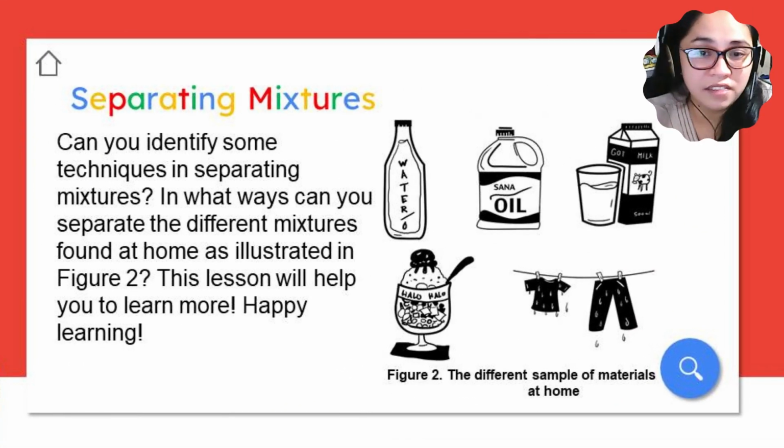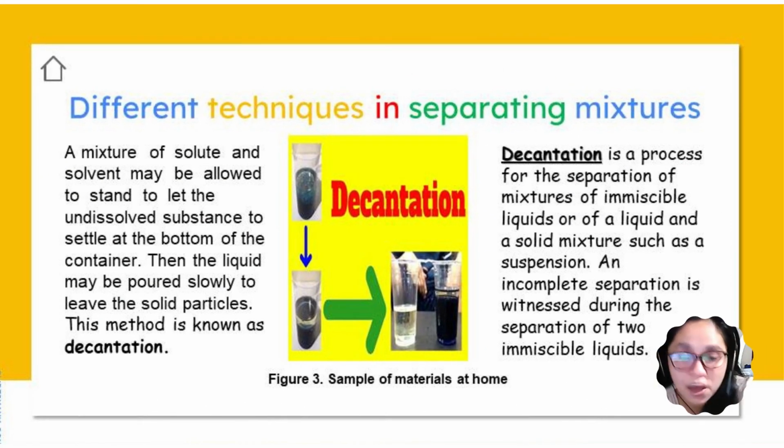Now, can you identify some of the techniques in separating mixtures? In what ways can you separate the different mixtures found at home as illustrated in figure number 2? Let us try to find out what those techniques are. A mixture of solute and solvent may be allowed to stand to let the heavier substance settle at the bottom of the container. Let the liquid slowly leave the solid particles. This method is known as decantation.